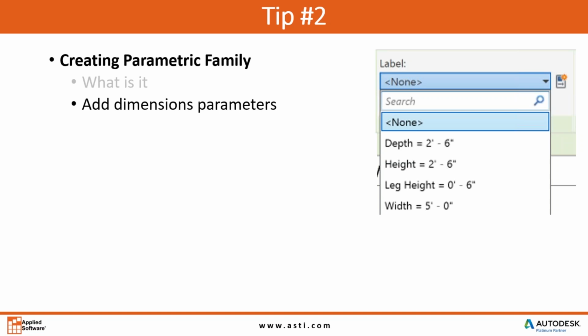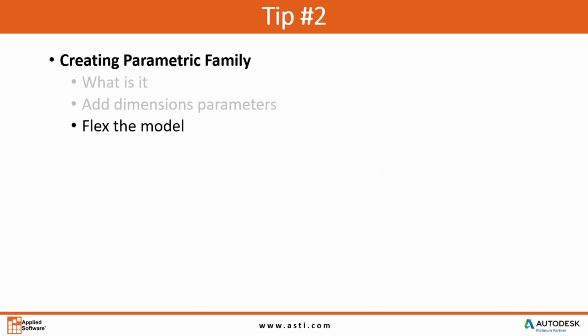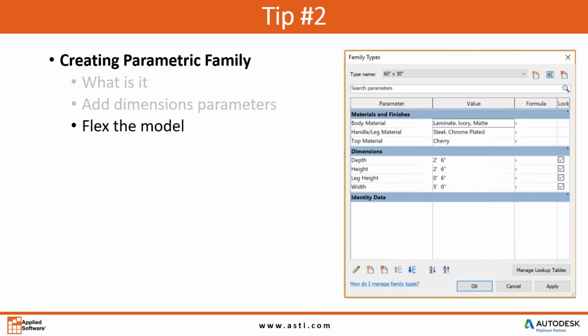Now, to know this actually worked, that's where this flex the model piece comes into play. What flexing the model allows us to do is to actually see if the physical extrusion, the object itself, has actually moved or adjusted. So in the type parameters up in the family itself, we click on these family types, and it'll open up our dialog box and actually show us those parameters associated with the dimensions that we had created. So here, depth, height, width. So it's actually listing those out.